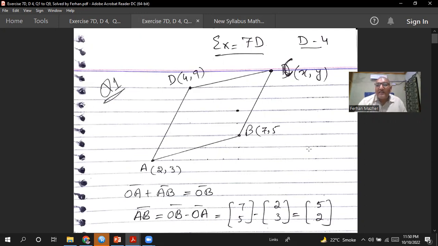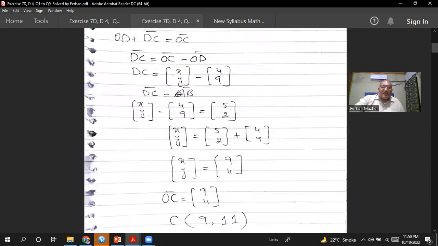So when you subtract, 7 minus 2 will be 5, 5 minus 3 will be 2. So the AB is (5, 2). The DC, because it's the opposite side in the parallelogram to the AB side, will have the same column vector. Okay, so that is now OD, and DC will be OC minus OD.